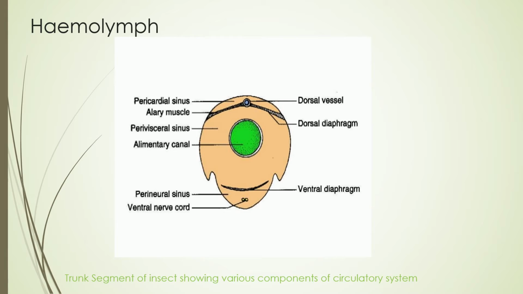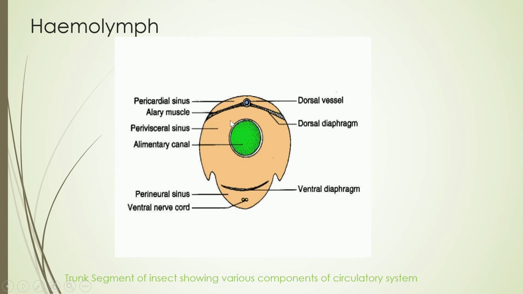Now this is about the position of the sinuses. On the dorsal side, this is the pericardial sinus, the middle one is the perivisceral sinus, and the ventral one is the perineural sinus. In the pericardial sinus, the dorsal blood vessel is present, and one of its parts is the heart, therefore it is called the pericardial sinus. The middle sinus surrounds the gut or viscera, that is the perivisceral sinus, and the ventral side surrounds the ventral nerve cord, that is the perineural sinus.